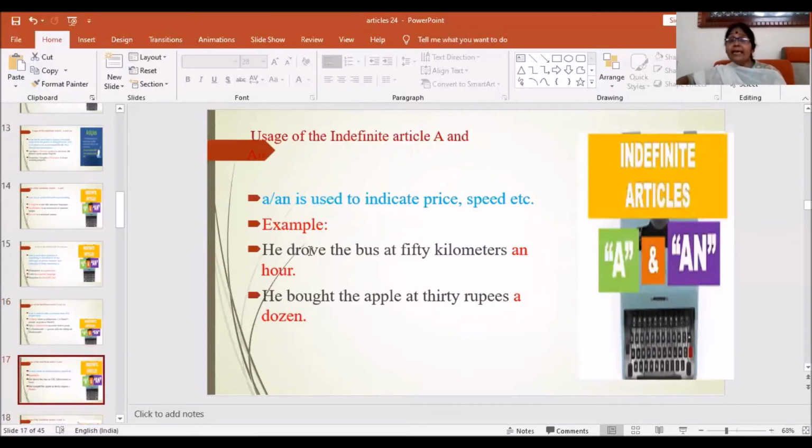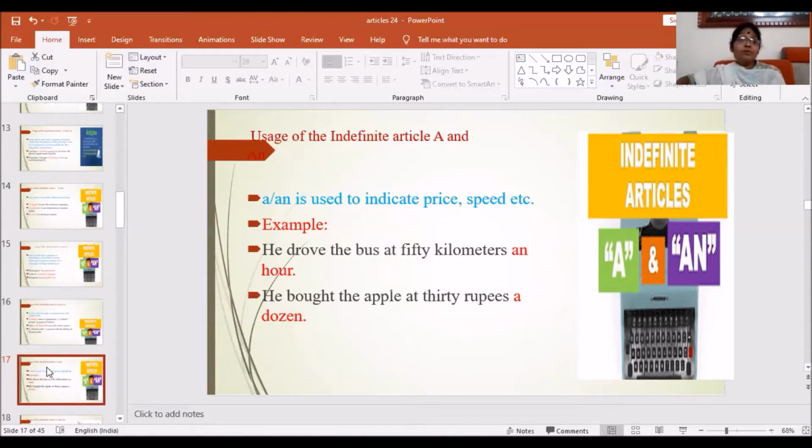Next, a and an is used to indicate price and speed. For example, he drove the bus at 50 kilometers an hour, right? Or he bought the apple at 30 rupees a dozen. So these examples tell us that a and an is used to indicate price and speed, right?